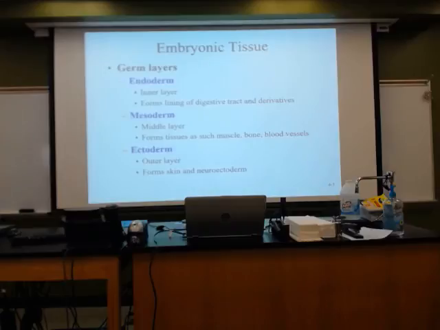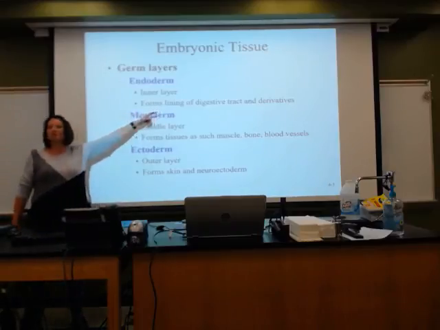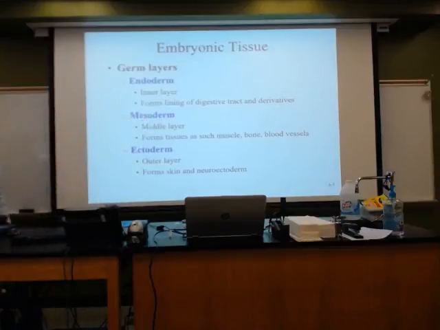So the endo gives rise to the digestive tract and its derivatives. The middle layer, the meso, gives rise to tissues such as muscle, bone, and blood vessels. The ecto helps to form the skin and then wrappings around neural tissue, neuroectoderm.